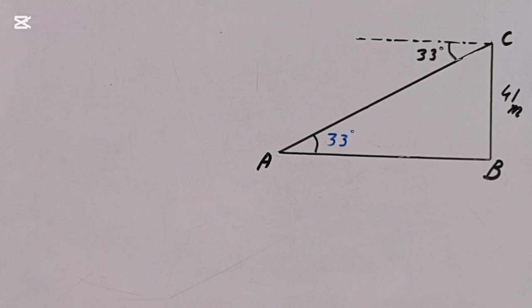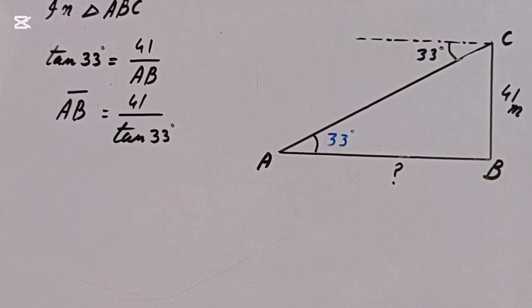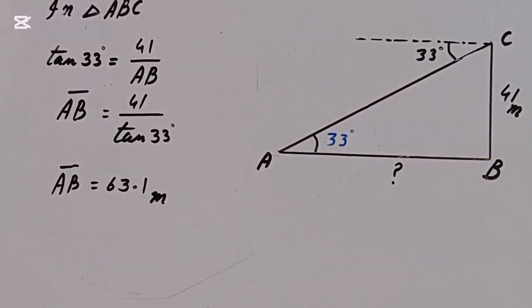Height of the building is given 41 meters. We are supposed to find out the distance of the fire hydrant from the foot of the building, which is the distance AB. To find out this distance AB, we'll consider the triangle ABC, right? In the triangle ABC, tan of 33 equal to 41 by AB. This way, AB is equal to 63.1 meters, which is the required distance.